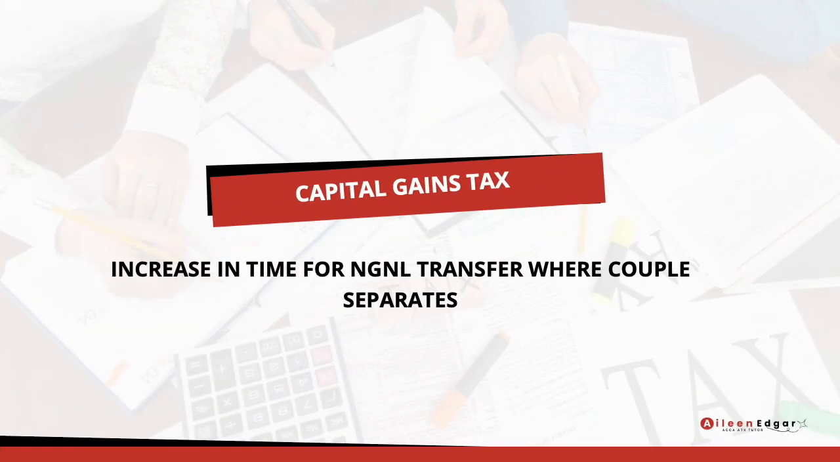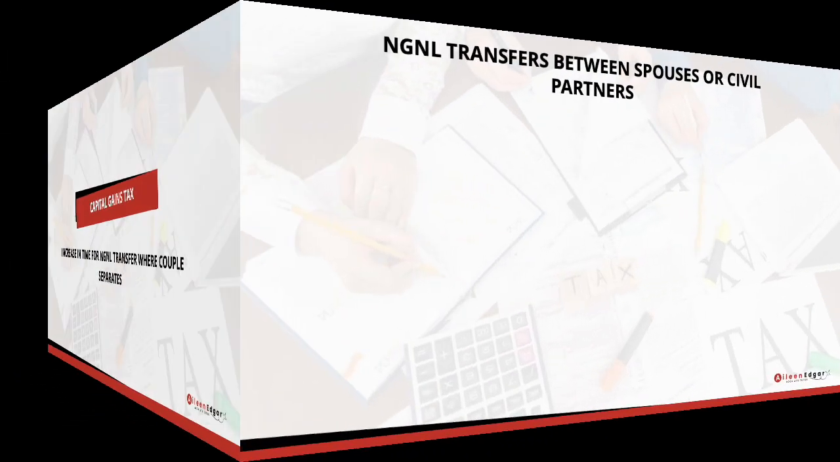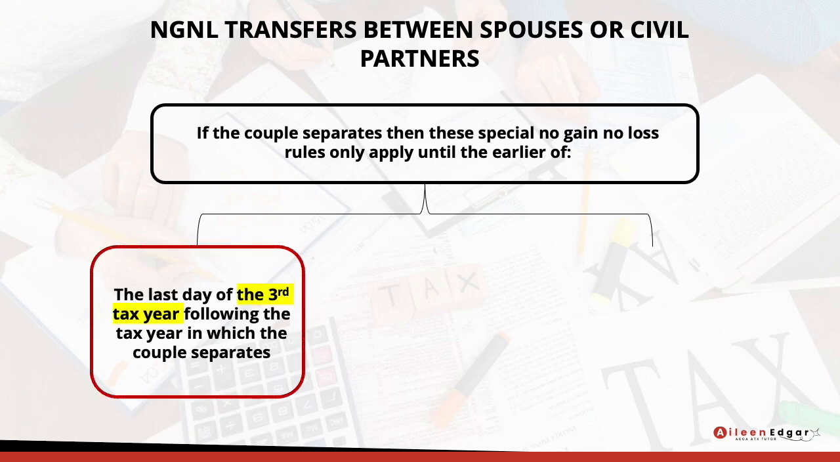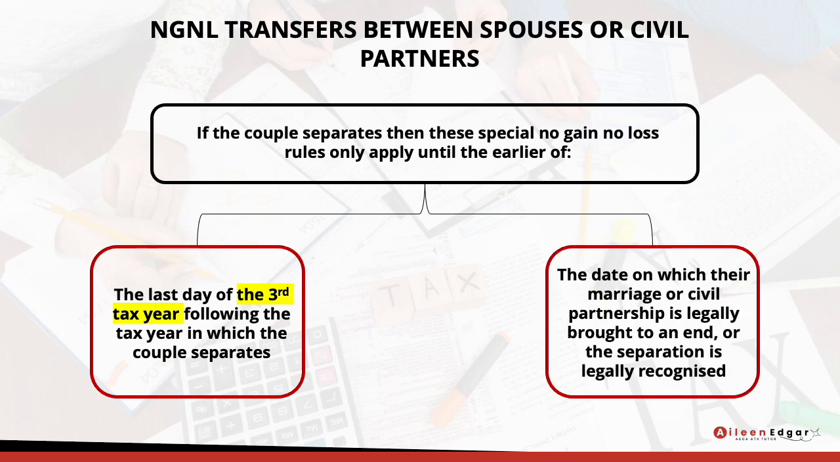A slight change in rule regarding no gain, no loss transfers between spouses or civil partners. If the couple separates, then the special no gain, no loss rules only apply until the earlier of the last day of the third tax year following the tax year in which the couple separates, and the date on which their marriage or civil partnership is legally brought to an end or the separation is legally recognised.